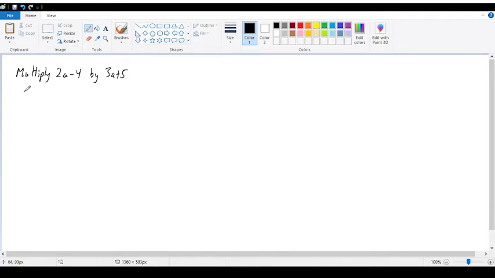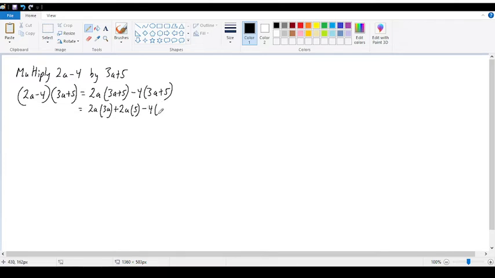So I'm going to put here the first one, 2a minus 4, and I put an open and close bracket because it's one of the terms, plus the second one, which is the other binomial. To multiply them, we are going to take each term of the first bracket and multiply it with everything that is in the second bracket. So I'm going to have here 2a times 3a plus 5, and then bring the negative 4 times 3a plus 5. I apply the distributive law. Let me go into a little more detail: 2a times 3a, then plus 2a times 5 minus 4 times 3a minus 4 times 5.